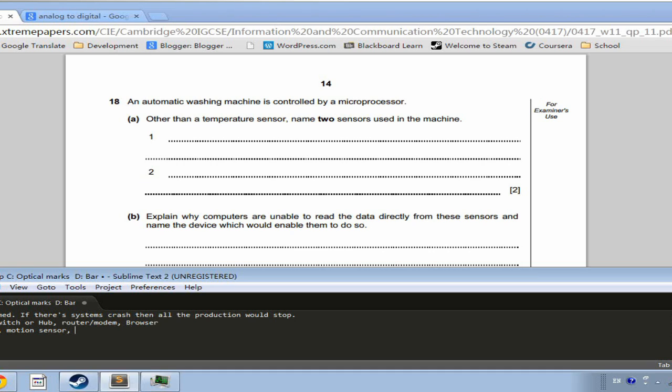Other ones, you could possibly have a pressure sensor. I would assume for water pressure perhaps, or to see if there's any kind of build up inside the system. So any of these three would probably be okay, but I would suggest that the first two, moisture sensor and motion sensor, are probably going to be our best bets in this case.